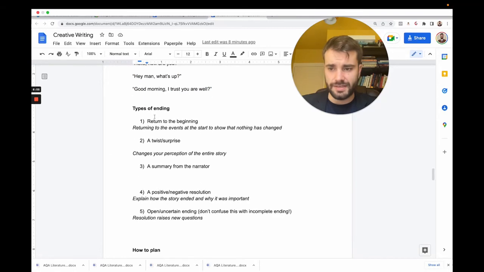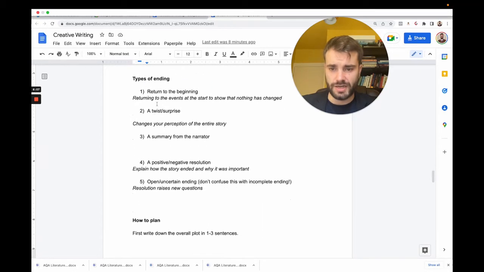And also at the ending, you can use interesting structural techniques. So you could go back to the beginning, make it like a circle. You could have a twist or surprise at the end, or you could have a summary. The narrator kind of explains everything that's happened, summarizes it.